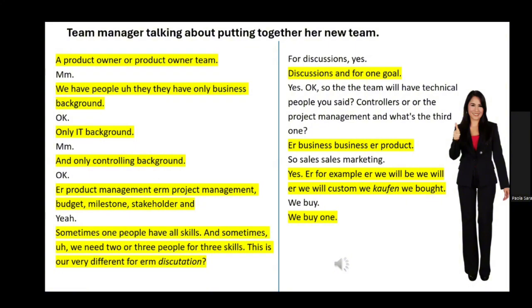Yes. Okay. So the team will have technical people, you said, controllers or the project management. And what's the third one? Business. Sales, marketing. Yes. For example, we will build. We will custom. We kaufen. We bought. We buy. We buy one.